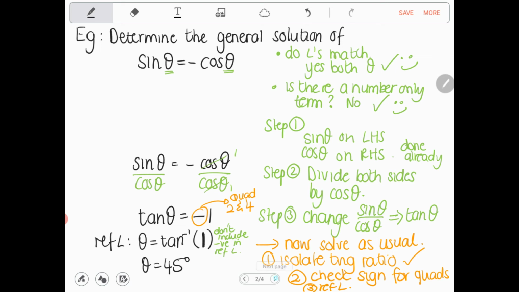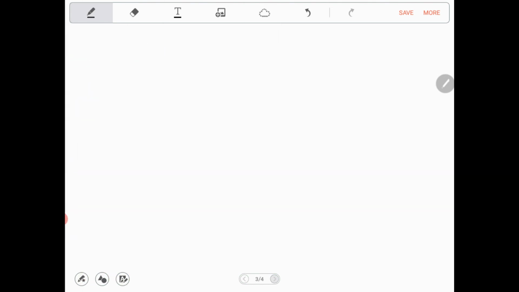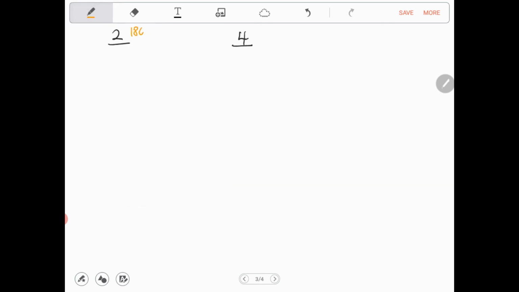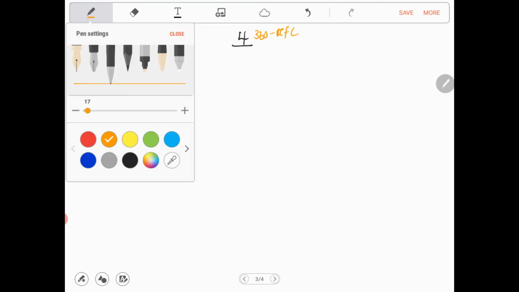So now we've got to continue. We said quadrants 2 and 4. Quadrant 2 is 180 minus your reference angle, and 360 minus your reference angle for quadrant 4.